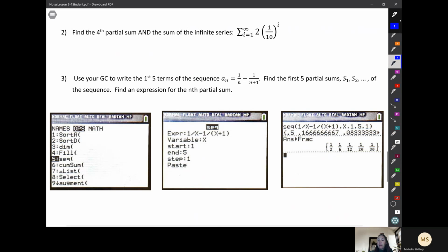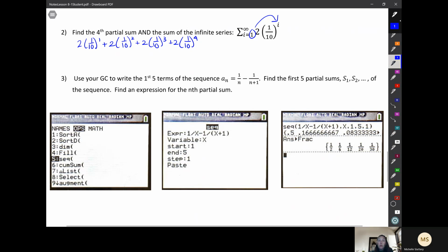So the first 4 values would mean I'm going to first plug in a 1 for the exponent. So that means I just have 2 times 1/10 to the first power. And then I'm going to add that. So then it's plus, and then I find the second one. So then I plug in a 2 for that exponent. So 2 times 1/10 to the second power, plus 2 times 1/10 to the third power, and 2 times 1/10 to the fourth power.